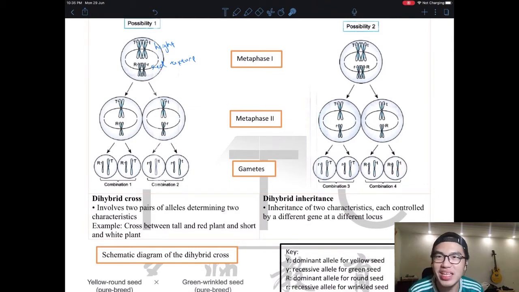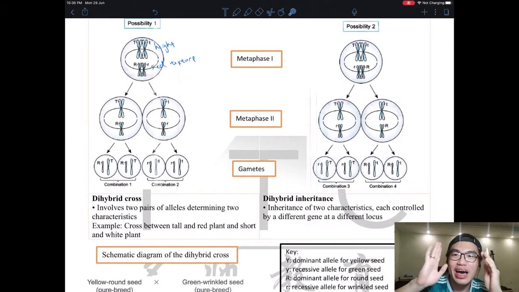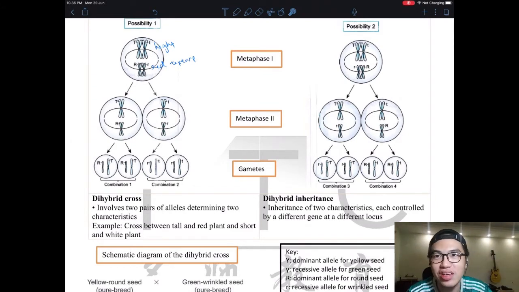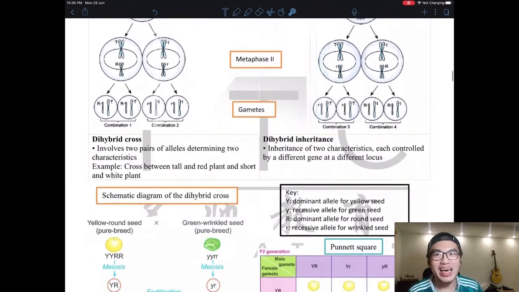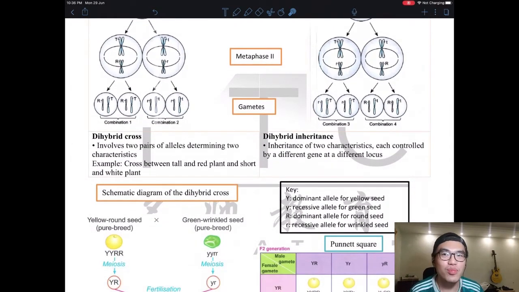The R doesn't affect the T. T is the height gene, R is the seed texture gene. They are not dependent on each other. So very simple. This is what we call a dihybrid cross. Just now it was monohybrid. Mono is 1, di is 2. So dihybrid cross, dihybrid inheritance.